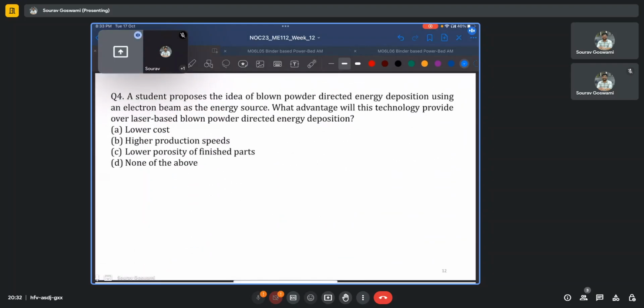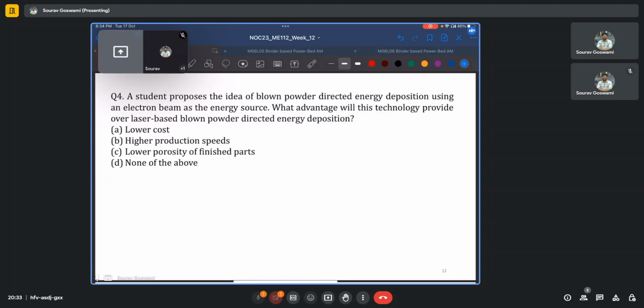The fourth question says a student proposes the idea of blown powder directed energy deposition using an electron beam as the energy source. What advantage will this technology provide over the laser-based blown powder directed energy deposition? Will it have a lower cost of operation? Will it give us higher production speeds? Will the lower porosity of the finished parts be an advantage, or is it none of the above? Let us examine these reasons. Will it have a lower cost?